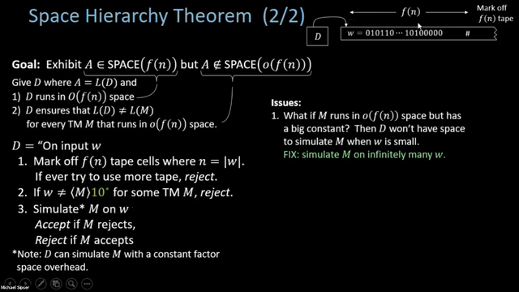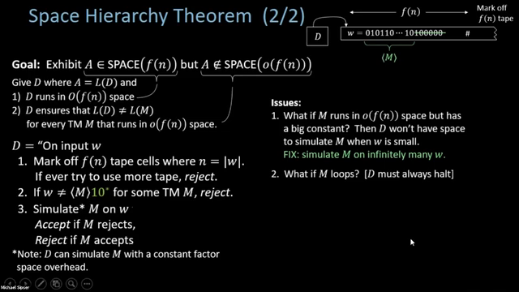So I'm kind of showing that over here. So here's a very large W. I'm going to strip off the trailing zeros. The rest of it is just going to be M, and I'm going to run this M on the whole W, the entire W without the zeros stripped off. So now M is going to be running on a very large input, big enough so that D, which has asymptotically more space than M does, will have enough space to run M to completion.